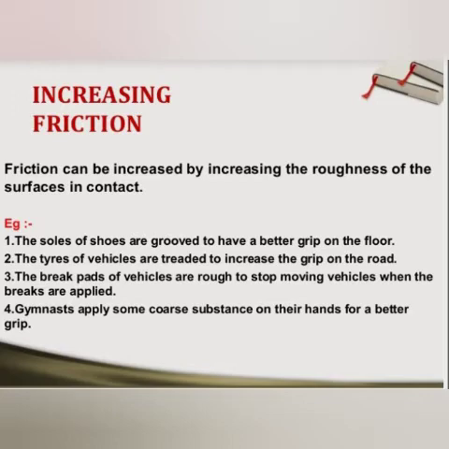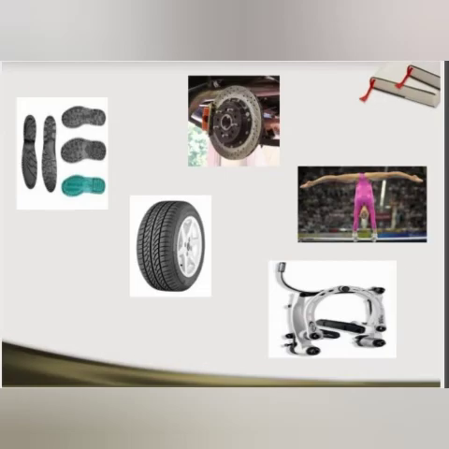Increasing friction. Friction can be increased by increasing the roughness of the surfaces in contact. For example, the soles of shoes are grooved to have a better grip on the floor. The tires of vehicles are treaded to increase the grip on the road. The brake pads of vehicles are rubbed to stop moving vehicles when the brakes are applied. Gymnasts apply some coarse substance on their hands for a better grip. These are the examples.